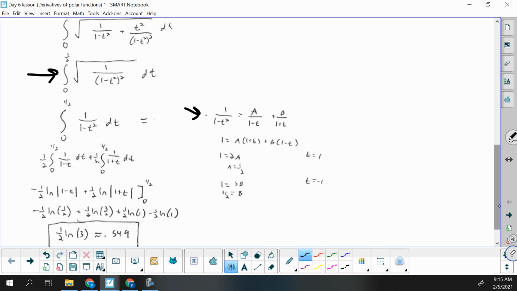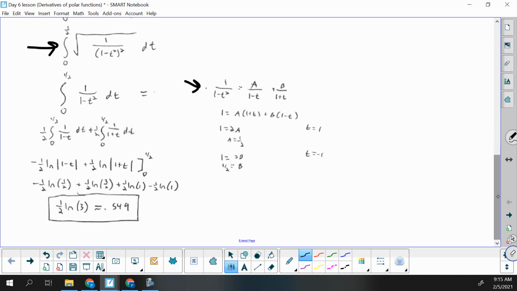Sub in your 1/2 and your 0. Well, we have a minus 1/2 natural log of a half. We have a plus 1/2 natural log of 3/2. And then the other ones are just zeros. So really, we're going to have 3/2 over 1/2 inside the log, which is just 3. So 1/2 natural log of 3. So not an easy algebraic one to do, but it can be done with things that we have learned.